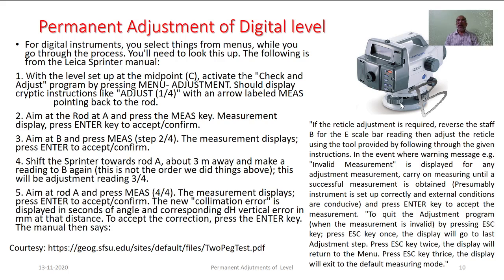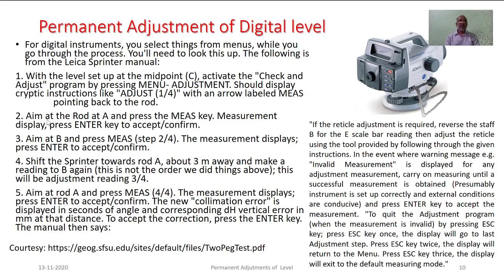As such, we need not enter any reading in the field book, and we need not calculate the reduced level. Here the reduced level is automatically computed, the distance is automatically computed, and it will be saved in the memory of the equipment. So we need not go for any manual adjustment except the measure key.